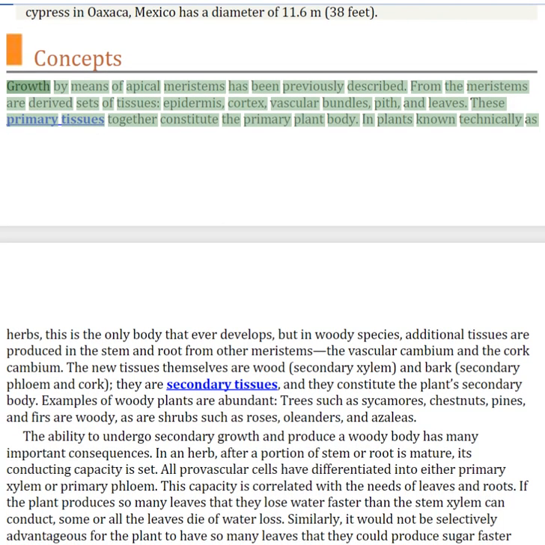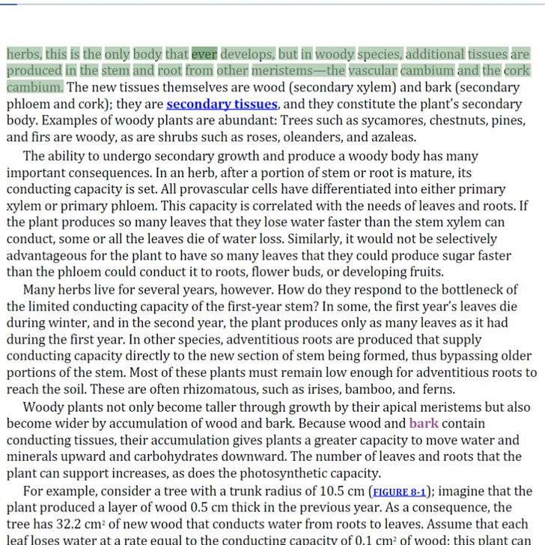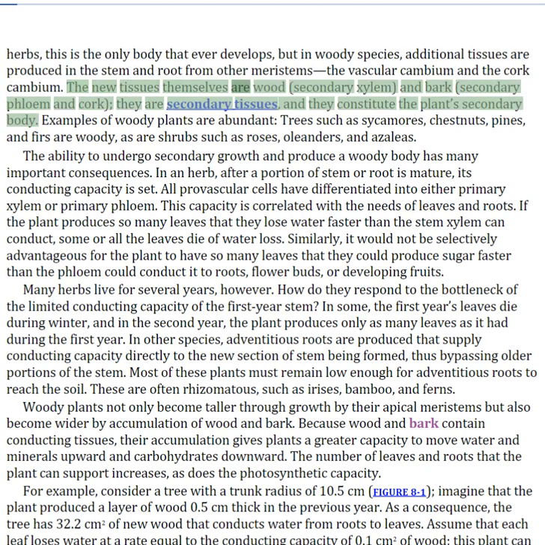Concepts. Growth by means of apical meristems has been previously described. From the meristems are derived sets of tissues: epidermis, cortex, vascular bundles, pith, and leaves. These primary tissues together constitute the primary plant body. In plants known technically as herbs, this is the only body that ever develops, but in woody species, additional tissues are produced in the stem and root from other meristems, the vascular cambium and the cork cambium. The new tissues themselves are wood and bark. They are secondary tissues, and they constitute the plant's secondary body.